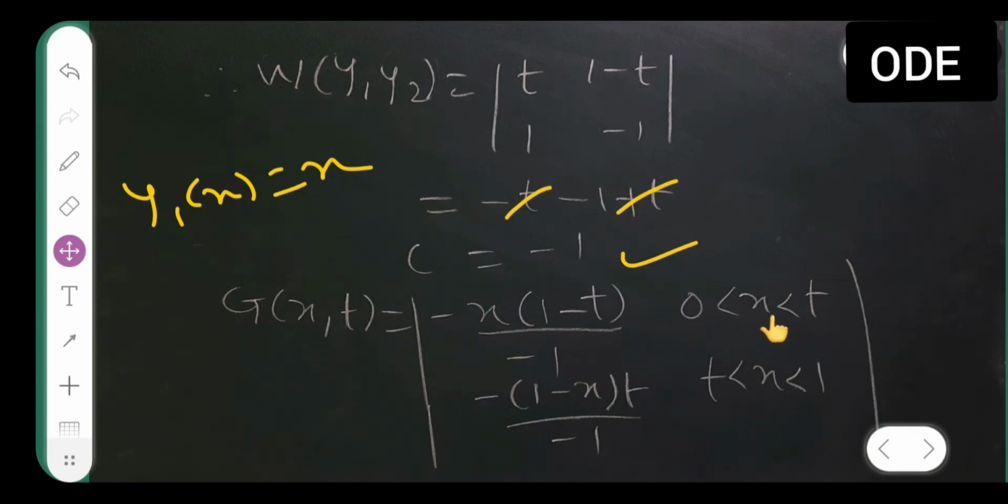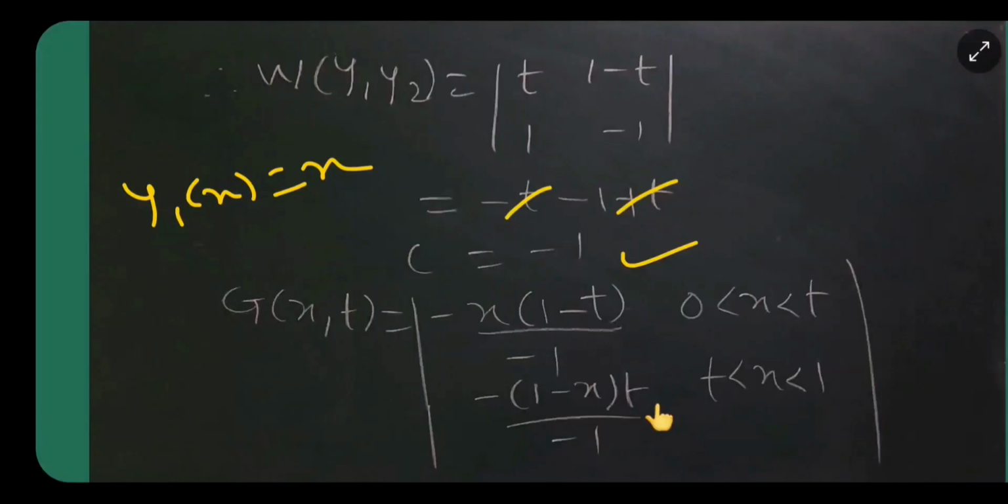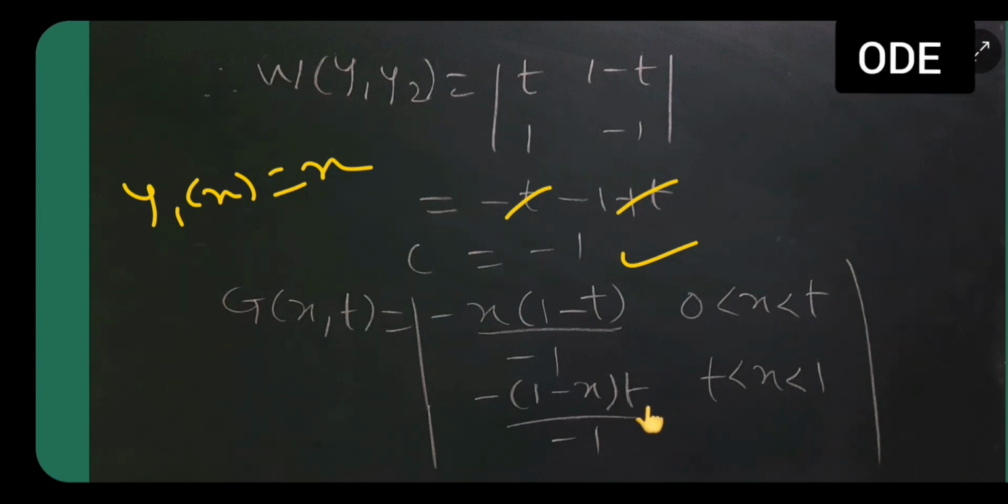Here x lies between 0 and t. Now what is this? y1 of t. Sorry, y2 of x, right? That is, the minus sign is already there in the formula. So it is 1 minus x into t upon minus 1, where x lies between t and 1. Okay. And this t, what is it? This t I got is from y1 of t. No, this is y1 of t.